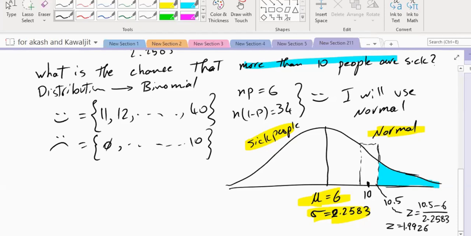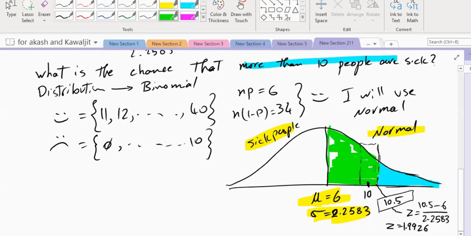Now we want this area for Z more than 1.9926, the real boundary. So this Z is 1.9926. Can we find this blue area in the table? No, we cannot. The table in the book only gives us the areas between the mean and a point. So we can only find this area in the table.